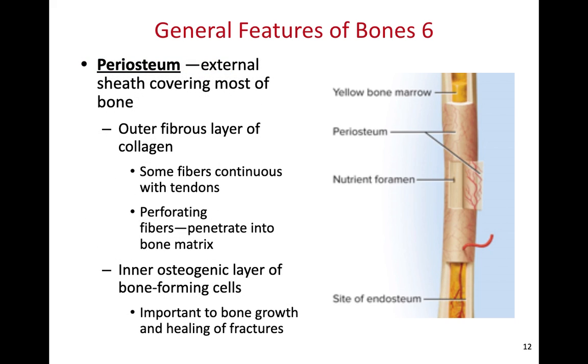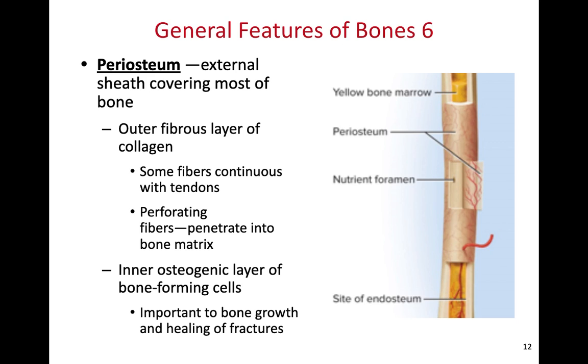Around the outer margin of the bone, we're going to have another membrane wrapped around it. This membrane is known as the periosteum. And this periosteum can be shown right here, peeled back. This periosteum is going to serve as a site of tendon and ligament attachment. It also can be thought of as kind of a secondary layer of defense.